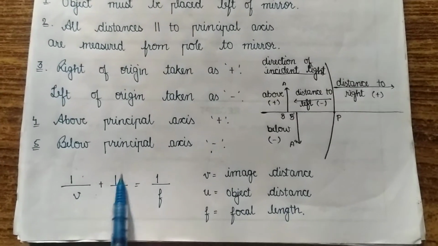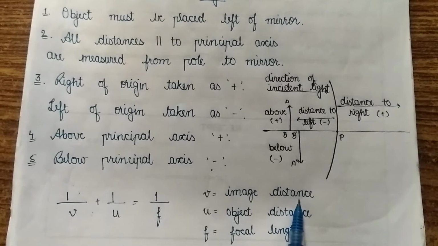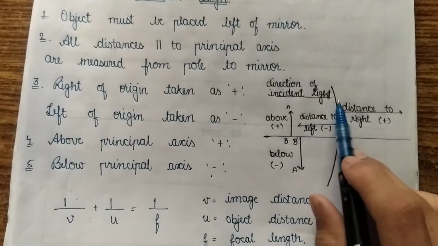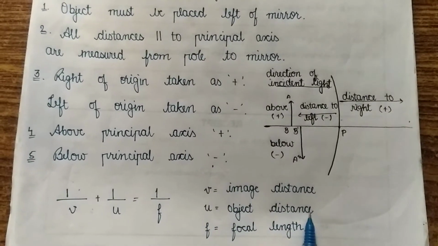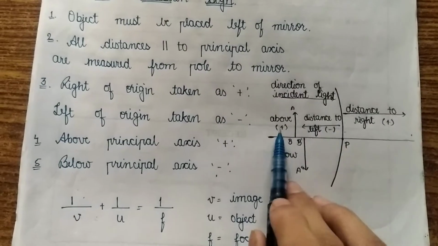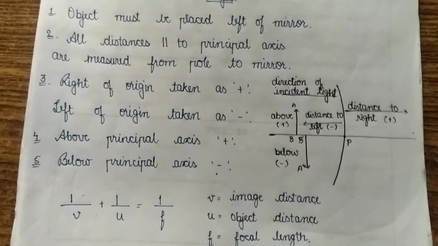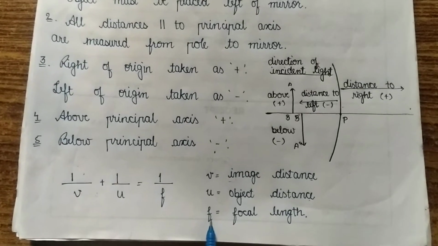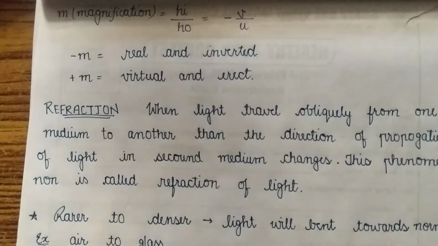1 by v plus 1 by u is equal to 1 by f. Here v means image distance, means how far from the mirror the image will be formed. U means object distance, means at how much distance the object is placed from the mirror. This will be left hand side and this will be right hand side. Then we will understand what is f. F means focal length. This we have understood earlier only.